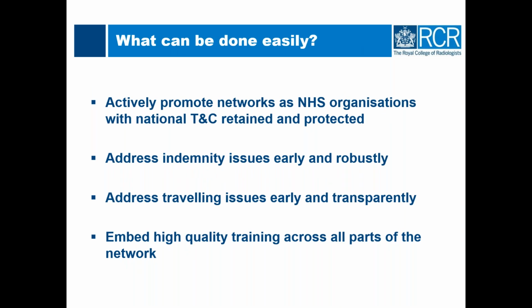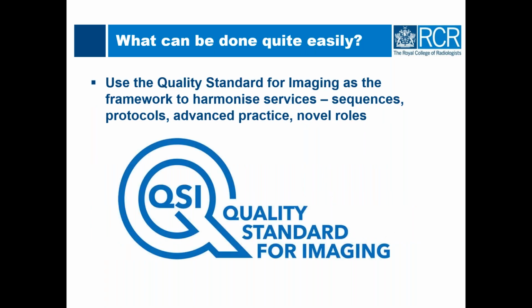So what can we do easily? We can actively promote networks where national terms and conditions are retained and protected. We can address indemnity issues early and robustly. We can address travelling issues early and transparently. And we can embed high quality training across all parts of the network. These are relatively easy wins.